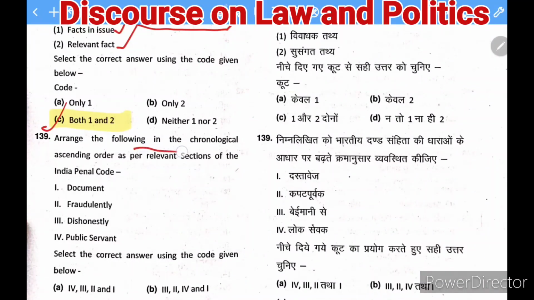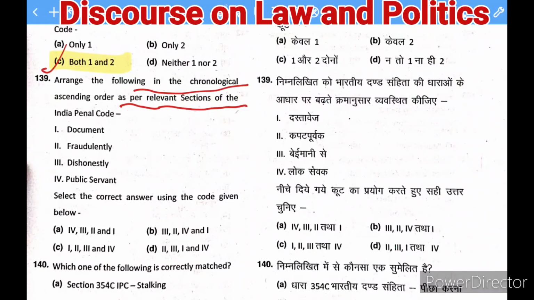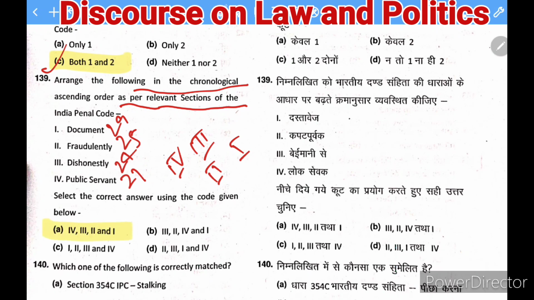Now arrange the following in chronological or ascending order as per the relevant sections of the Indian Penal Code. Let's start the arrangement one by one. Public servant is section 21. Then dishonestly is in section 24. Fraudulently is in section 25 of the IPC. And document is in section 29 of the IPC. So the correct answer in chronological order is 4, 3, 2 and 1. And where is the answer? The answer is here, you can all see.